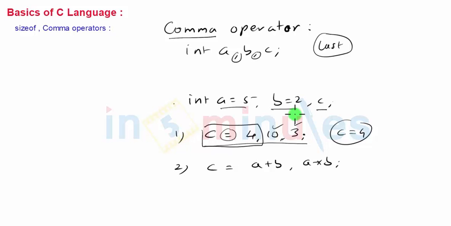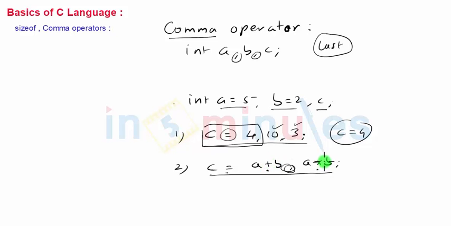Now let's see the next expression. Here we have c equal to a plus b, and then comma a into b. Again it's going to separate the two expressions, a plus b and a into b. In this case there is a plus operator, there is an into operator, there is a comma operator, and there is an equal to operator.